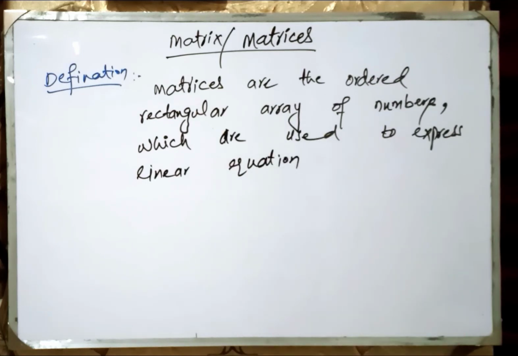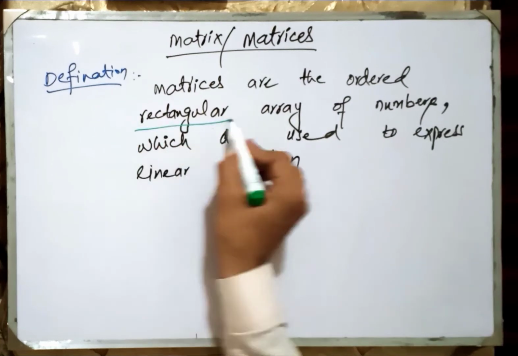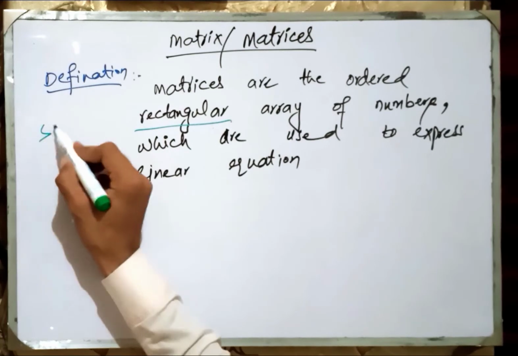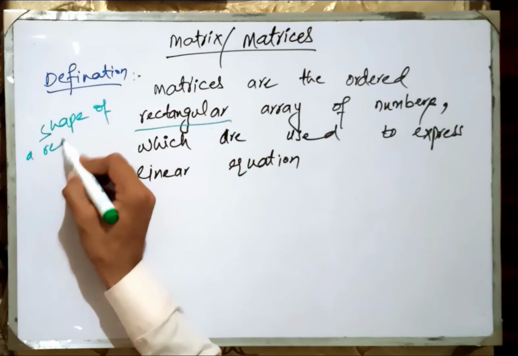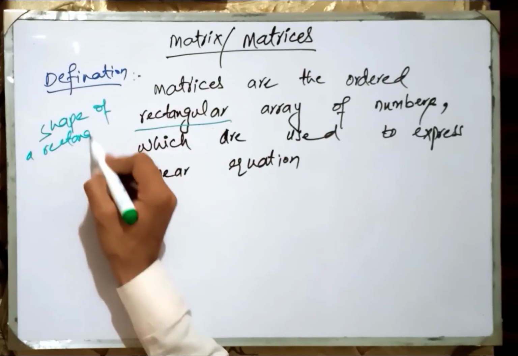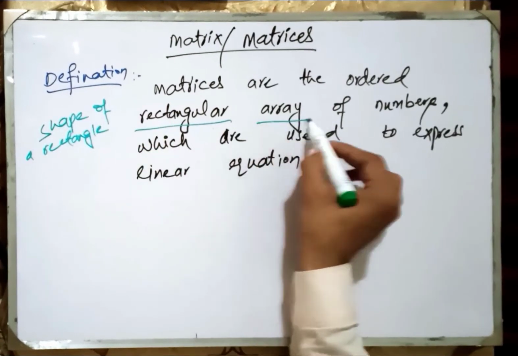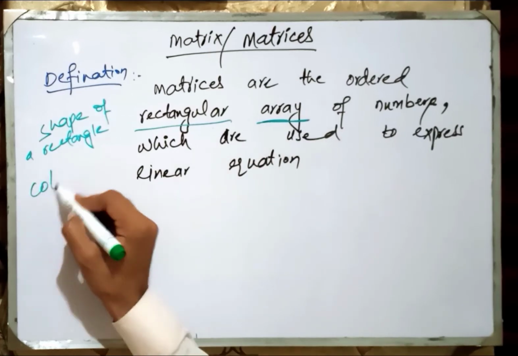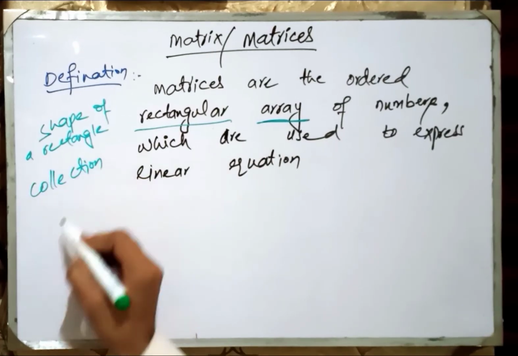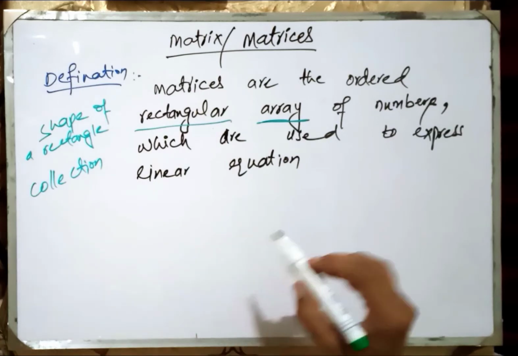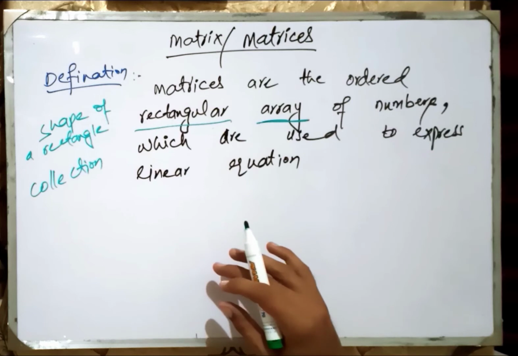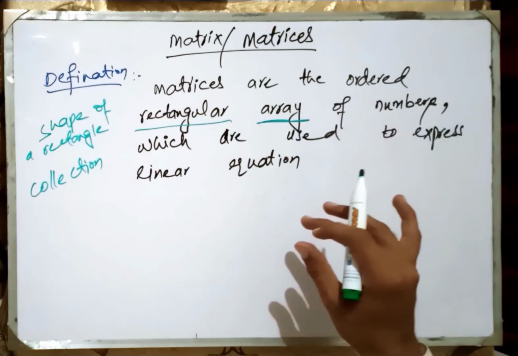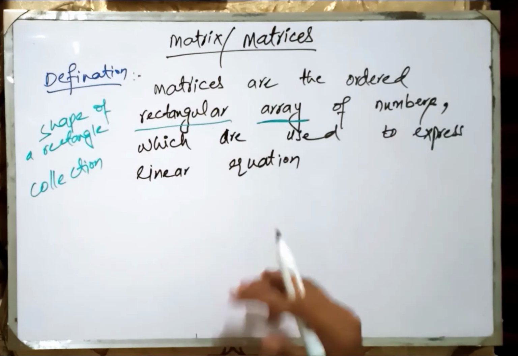In this definition, rectangular means shape of a rectangle, and array means collection. So, from a collection of numbers in a rectangular shape ordered in a manner, it gives us a matrix.